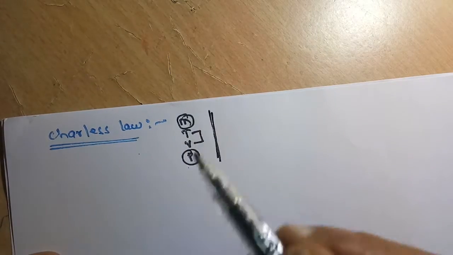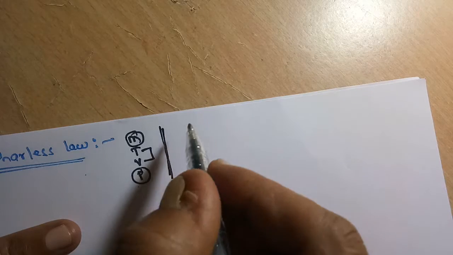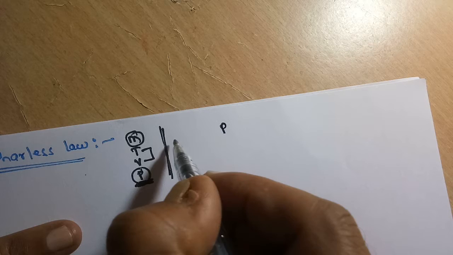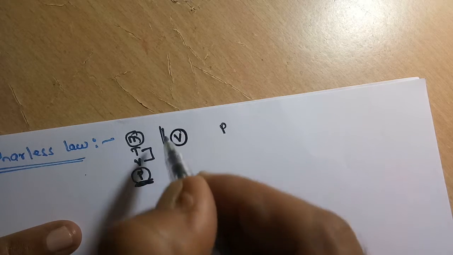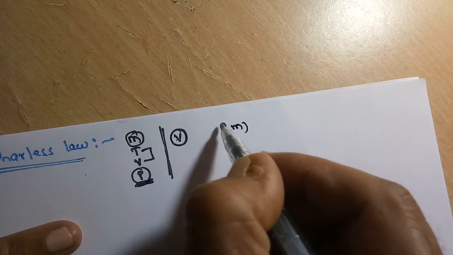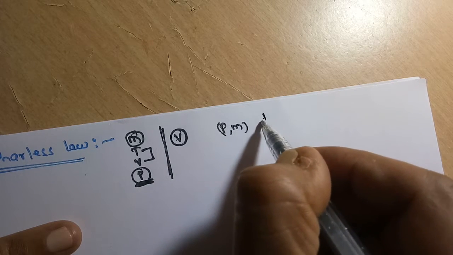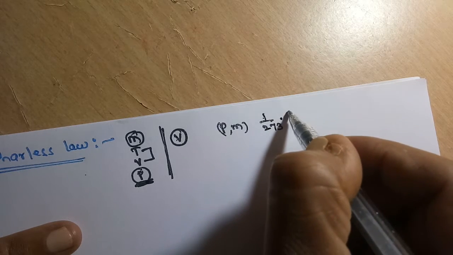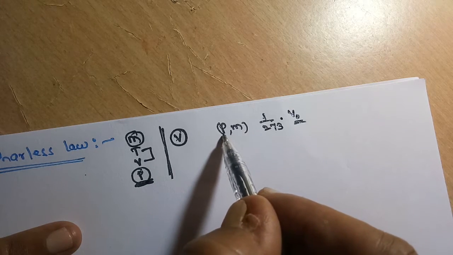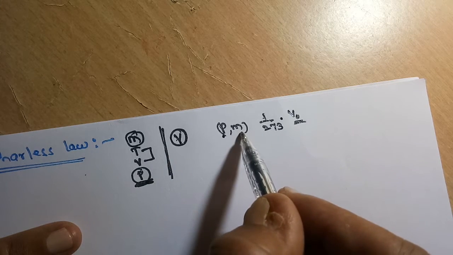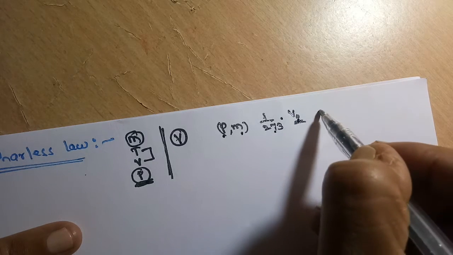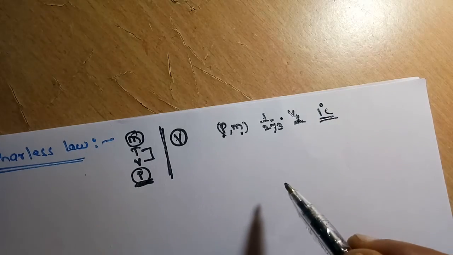Now let me define Charles law. At constant pressure, the volume of a given mass of gas is changed by 1 by 273 times the volume occupied at 0 degree centigrade, for every 1 degree centigrade change in temperature.